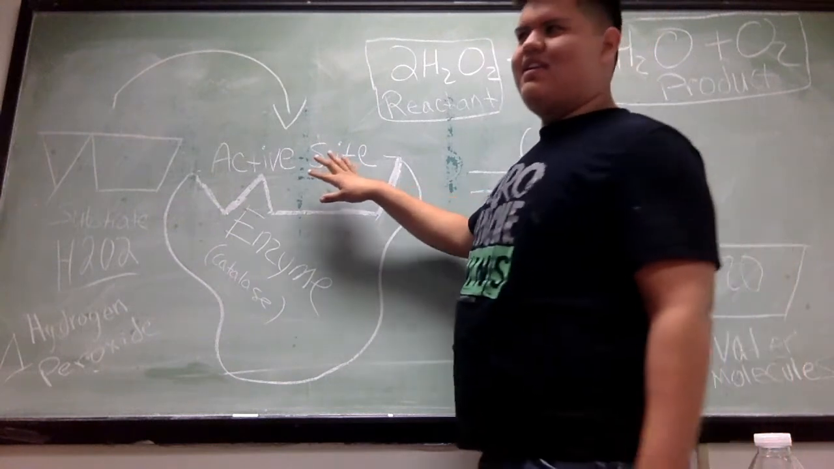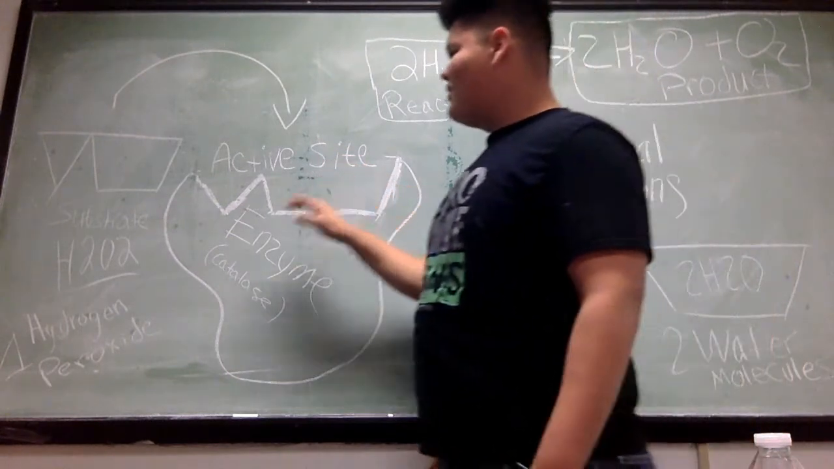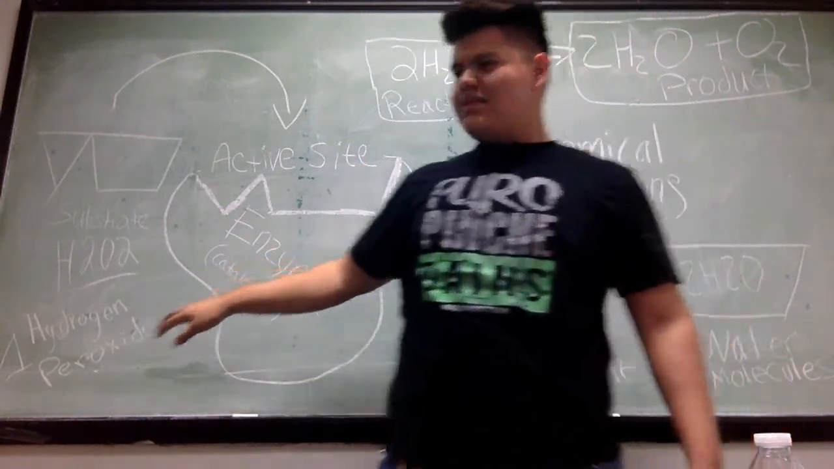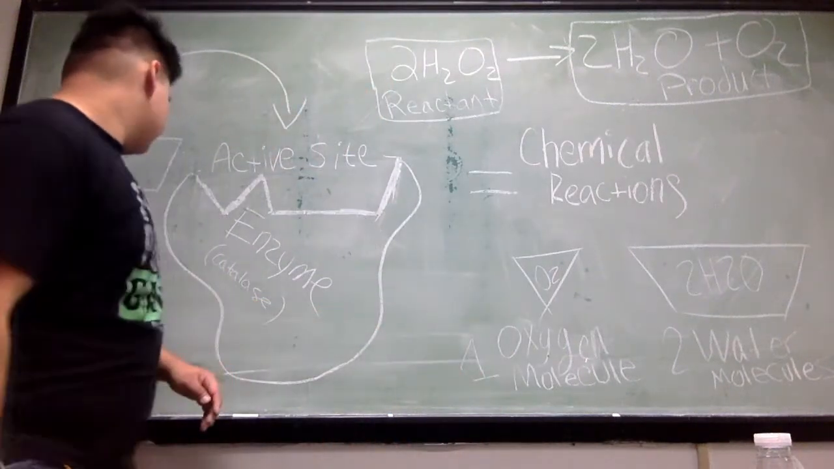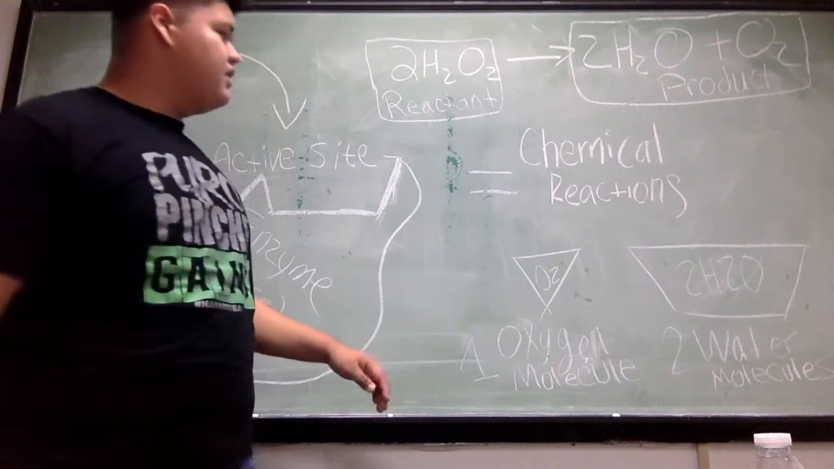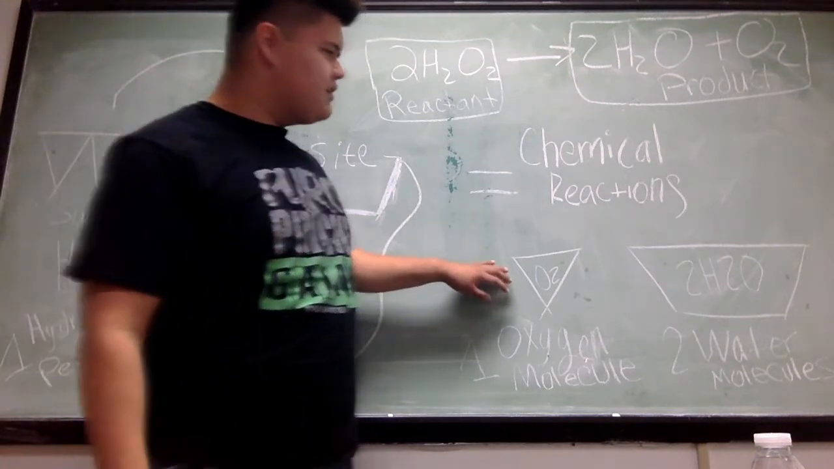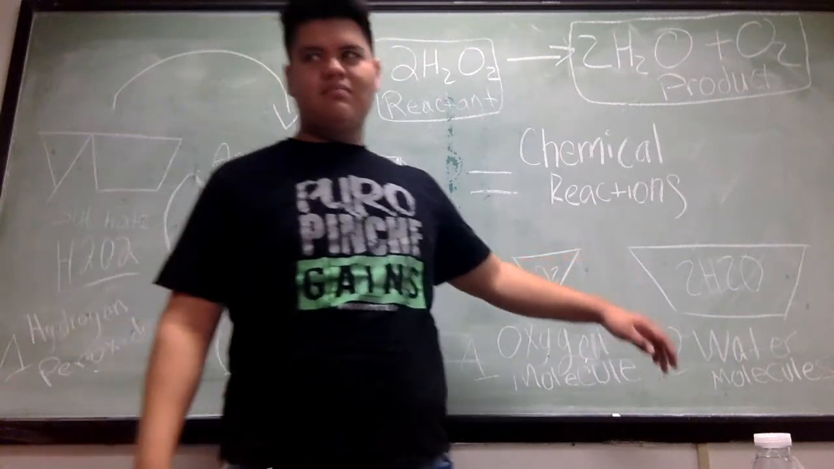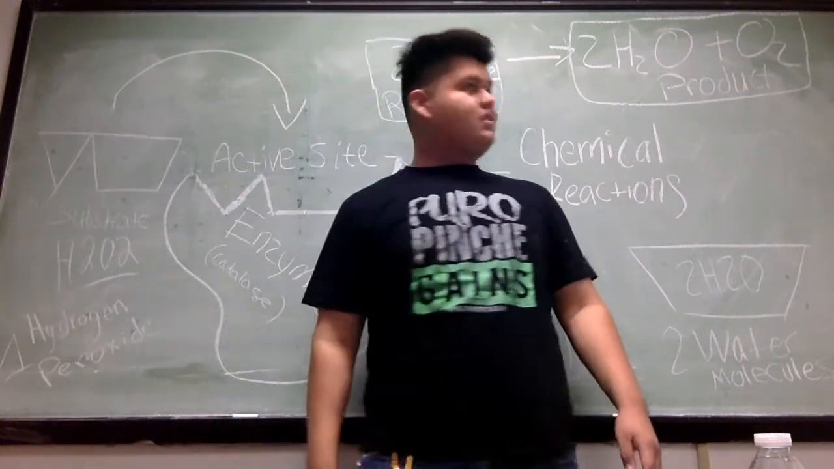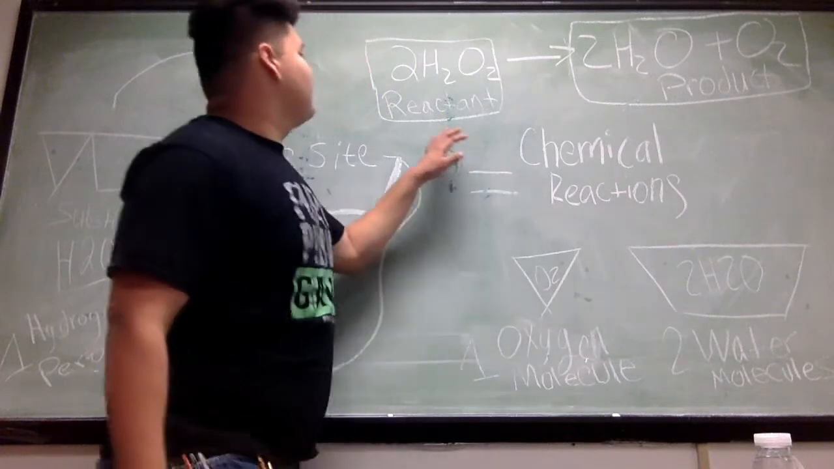It fits in like a key. It breaks down the substrate into different molecules. It breaks down, for example, the hydrogen peroxide into one oxygen and two water molecules. It helps speed up the chemical reactions. And this is the formula.